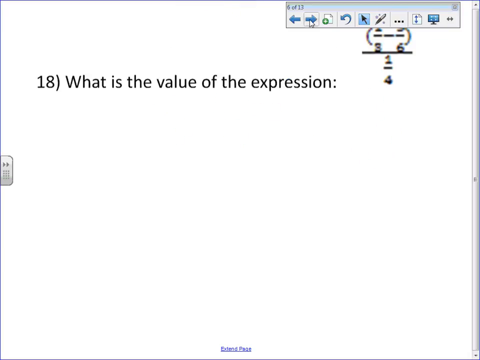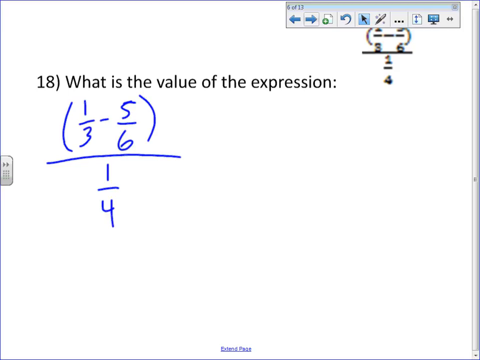Number 18. What is the value of this expression? 1 over 3 minus 5 over 6, over 1 over 4. I'll rewrite it over here. So this is an order of operations question. You have to do the parentheses first. So 1 over 3 minus 5 over 6. If I want to do that, I need to have common denominators. So let's rewrite it as 2 over 6 minus 5 over 6.